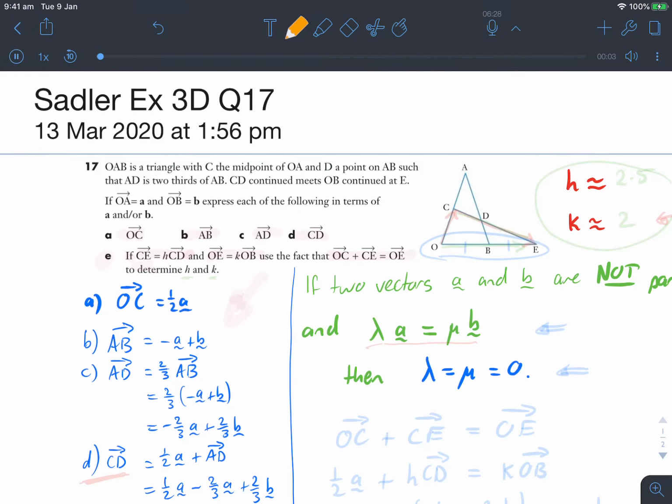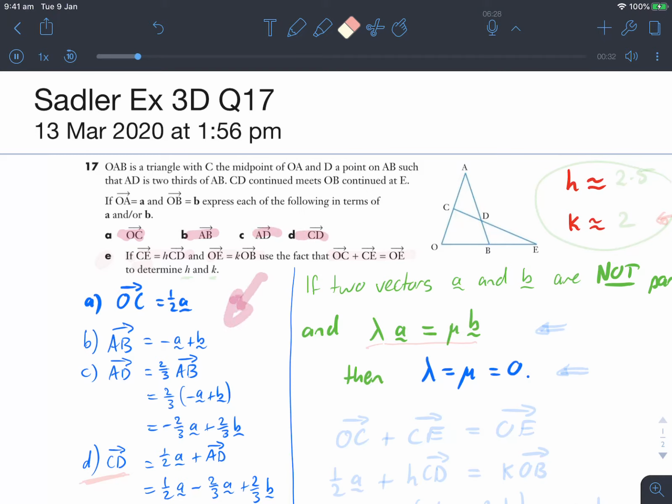Okay, we're going to try this question here, question 17 from the Sadler textbook. In this question, OA is equal to A, OB is equal to B. So there's the two vectors that we've defined. And from there, we've already done these questions, questions A to C, where we're defining OC, vector AB, vector AD, vector CD. You can see those questions are done just down here.